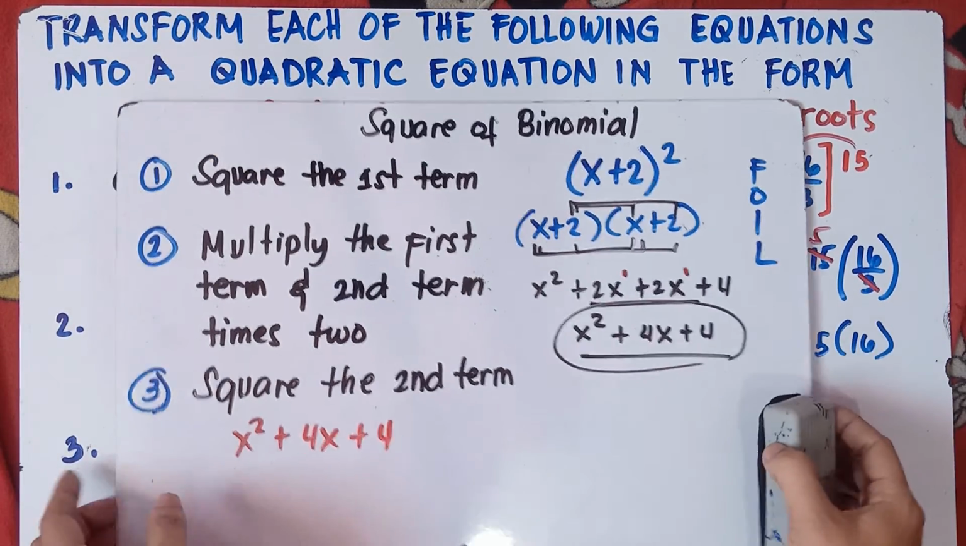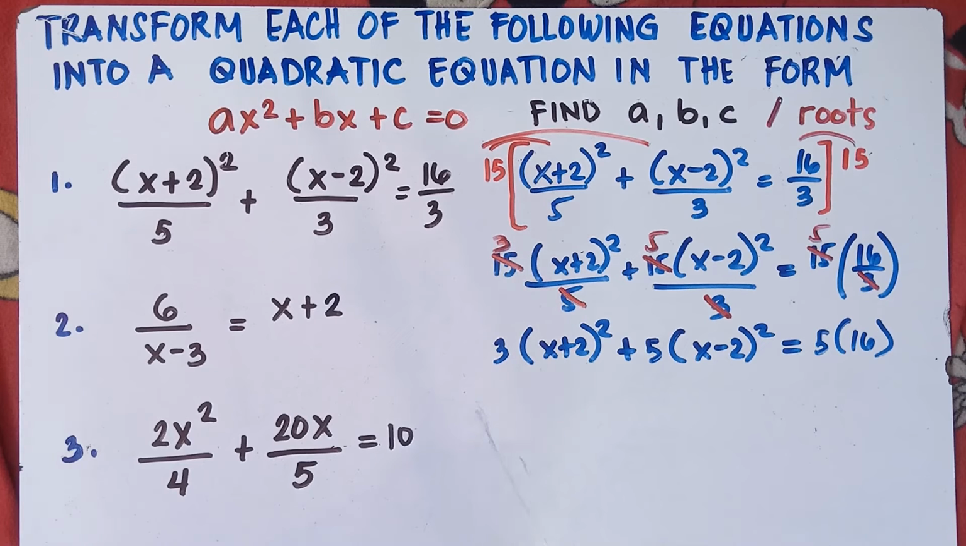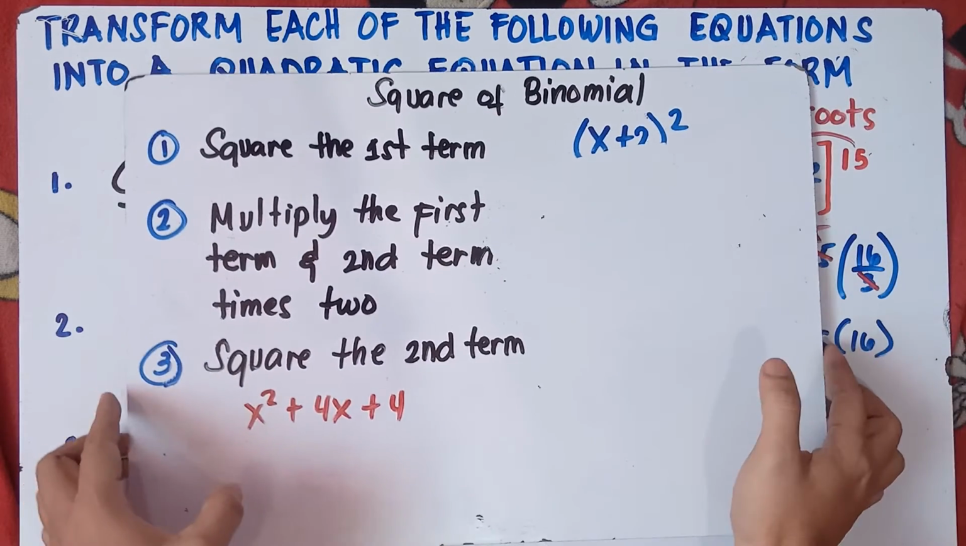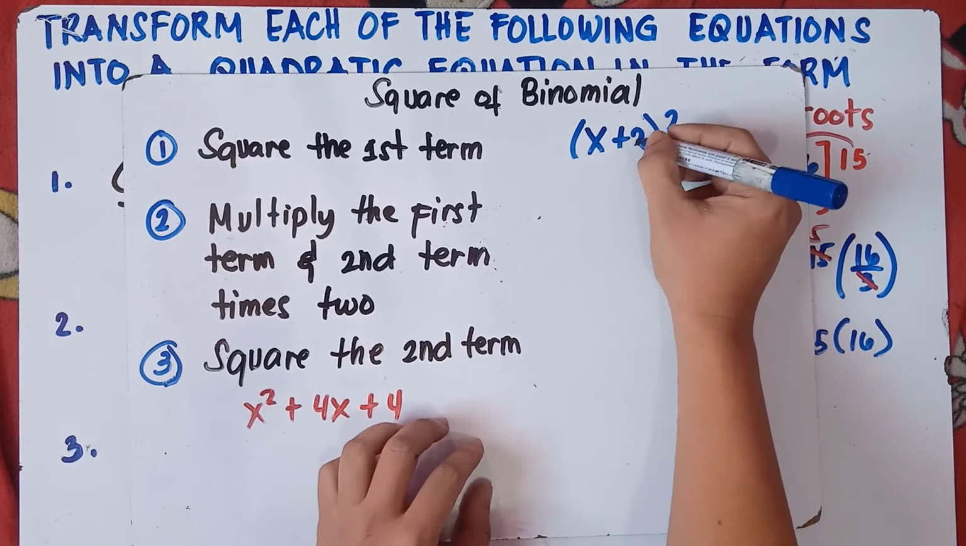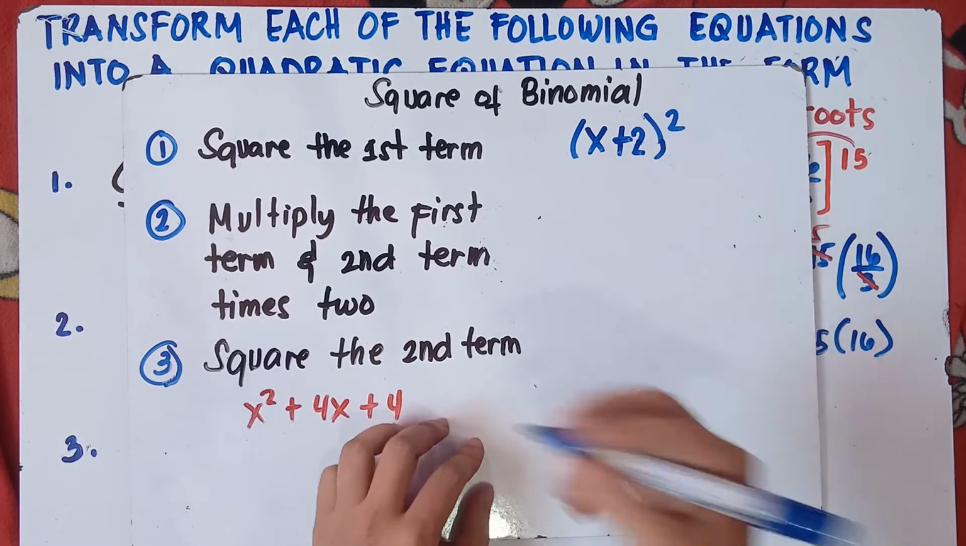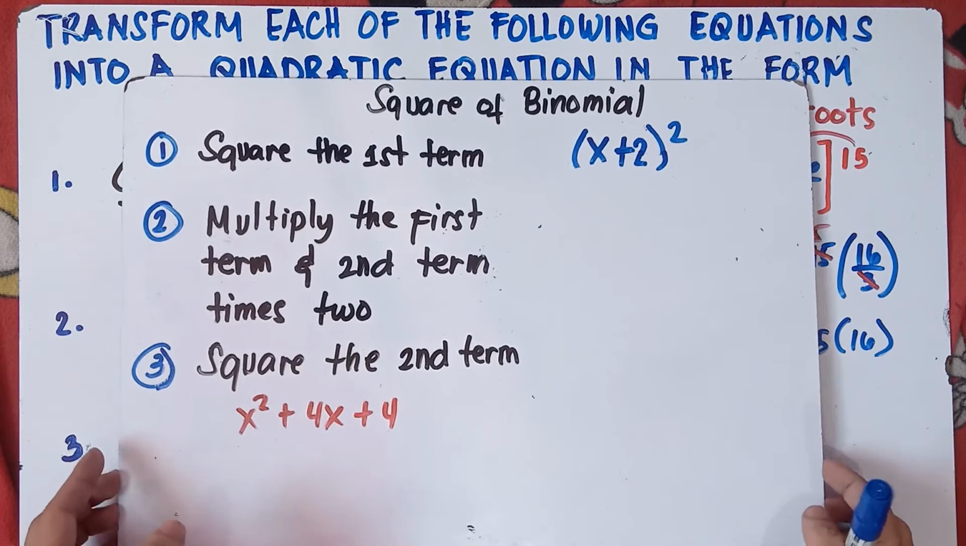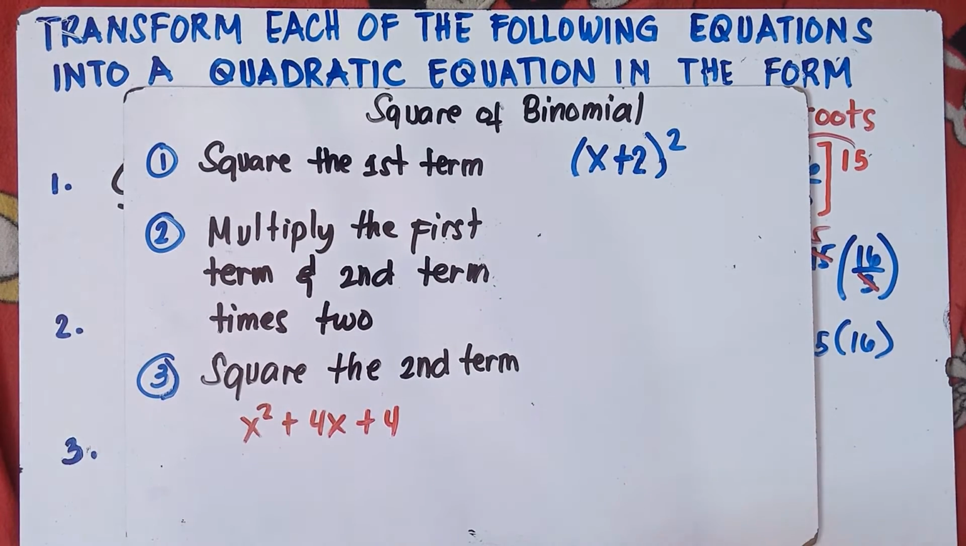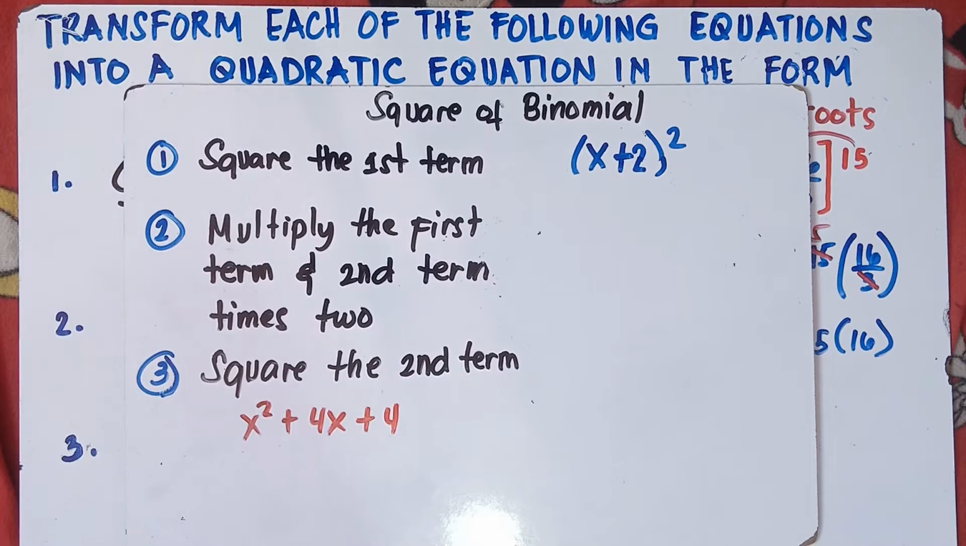Now, let's do the square of binomial, class. Once again, it's better for us to use the square of binomial because it would be really easy for us to answer this one. I hope you remember this one, class, the square of binomial. Now, if you want to know more about the square of binomial, I will just put the link, class, in the description down below.